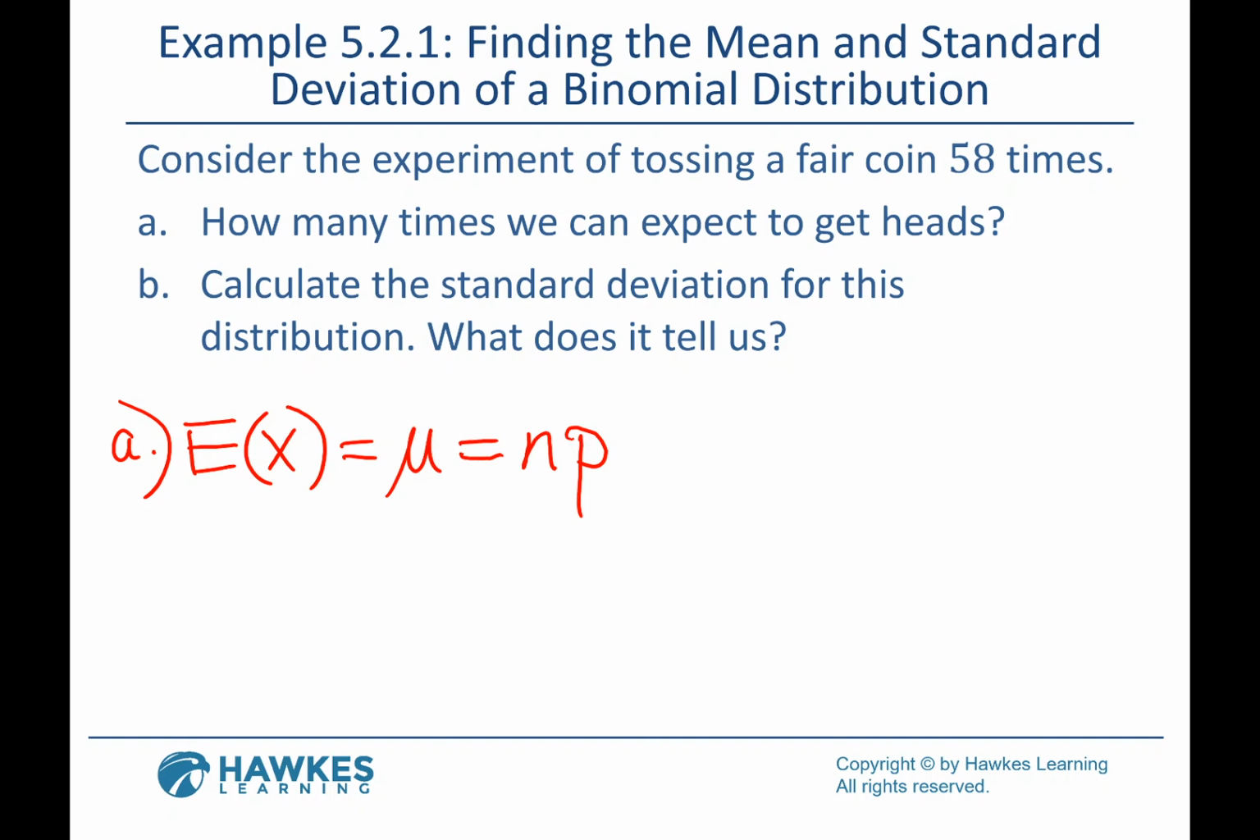So n is the number of trials, how many times we're doing our experiment. So what's n going to be on this one? 58, because we're flipping the coin 58 times, so n is 58.